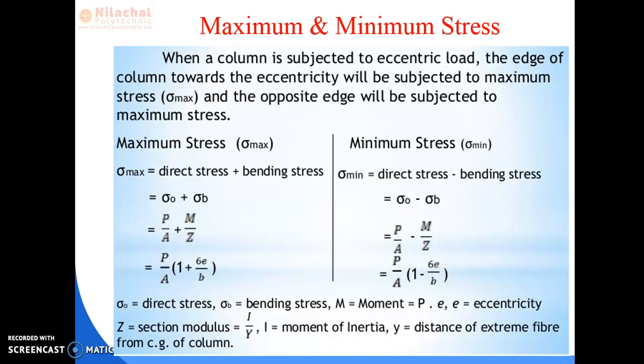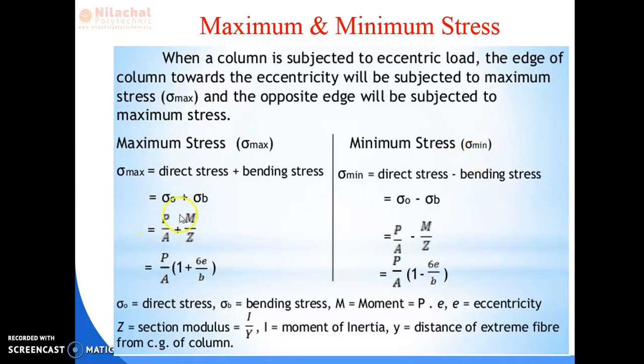So how is the maximum and minimum stress calculated in case of the combined effect of both direct and bending stress in the column? When the column is subjected to an eccentric load, the edge of the column towards the eccentricity will be the maximum one, and the opposite edge will be subjected to minimum stress. So we have two concepts, one maximum stress, another minimum: maximum stress as sigma max, minimum stress as sigma min.